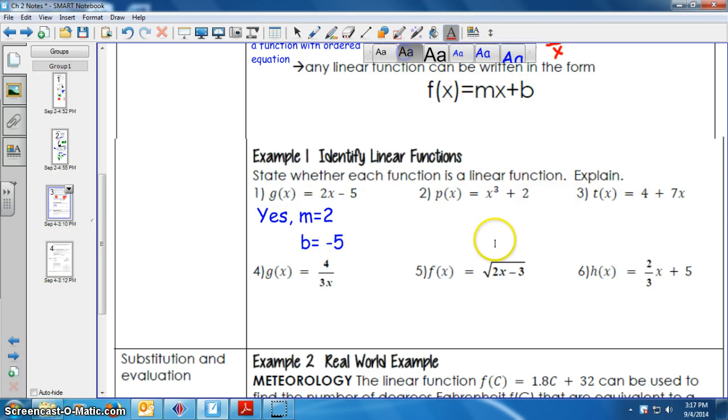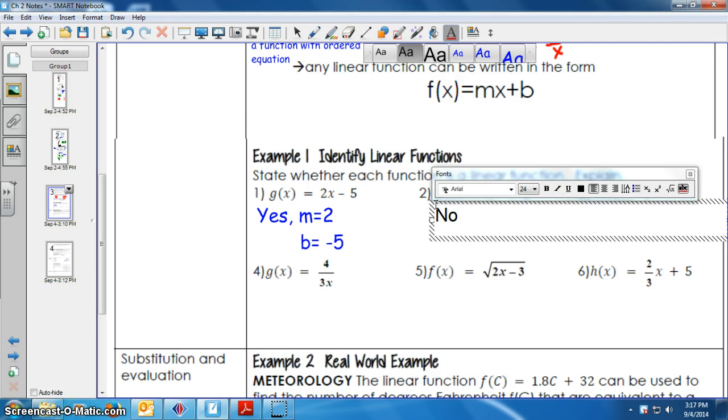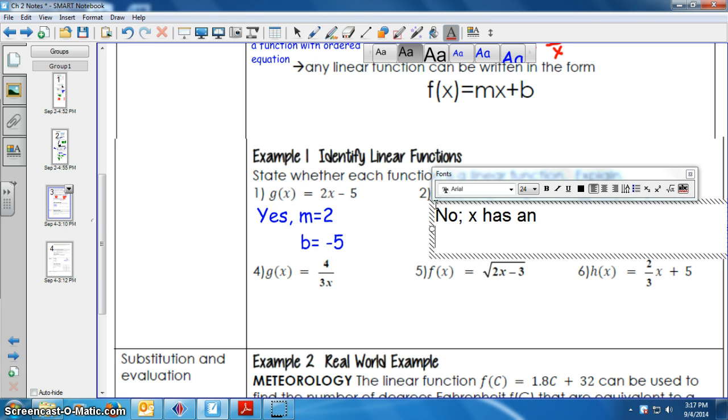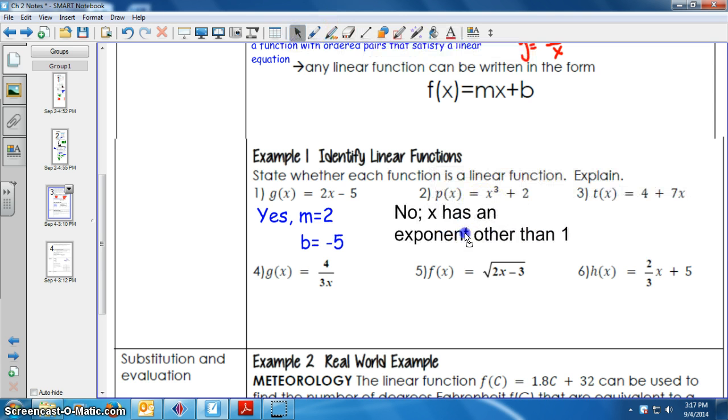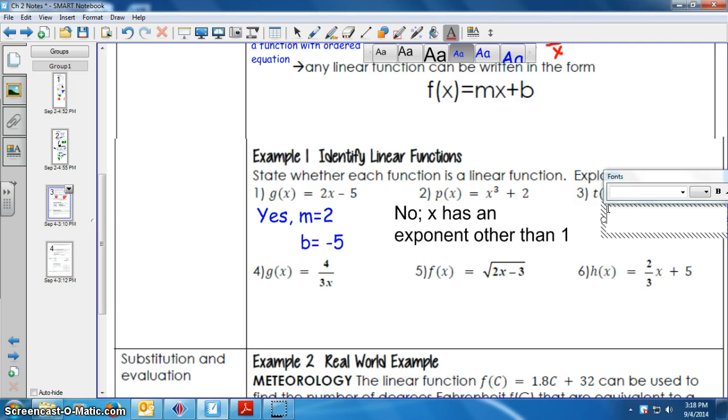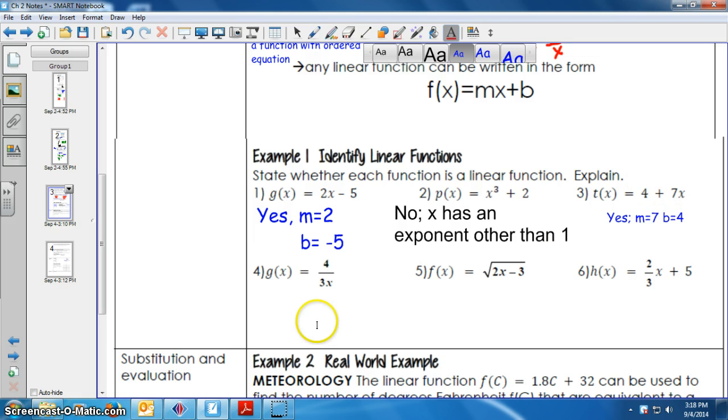The next one is a no, and the reason is because x has an exponent other than 1. It has an exponent of 3 there, and that's not okay. If it's a linear function, it can't have that exponent. The next one is a yes, just in a different order, but we do have an m of 7 and a b of 4. There's our slope 7, there's our intercept 4.